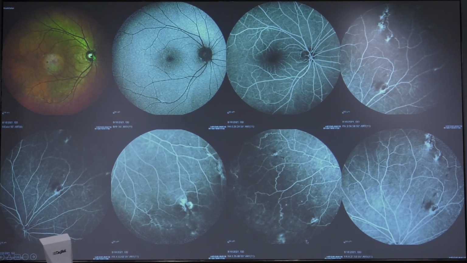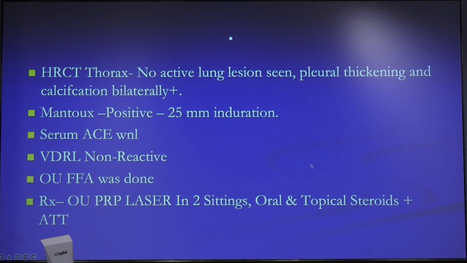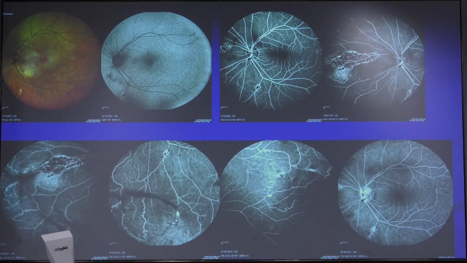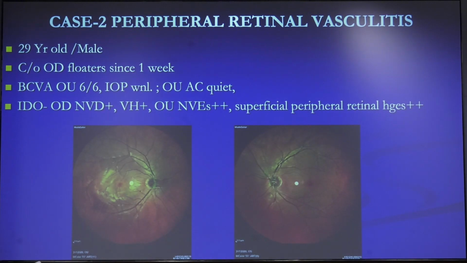You can see the changes in the peripheral retina, the staining of the vessels and CNP areas. HRCT thorax showed no active lung lesion; pleural thickening and calcification was present. The Mantoux was 25 millimeters. ACE was normal, VDRL was non-reactive. Both eyes underwent PRP laser and were put on oral and topical steroids with ATT cover. So this is how it looked at presentation.